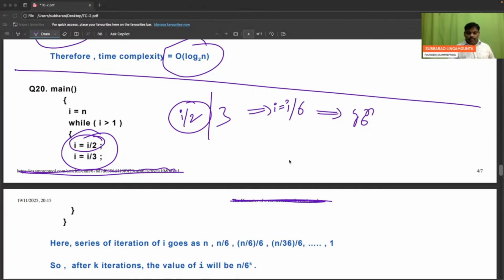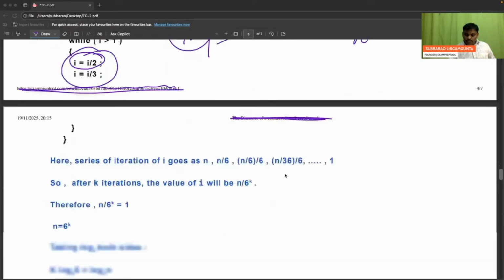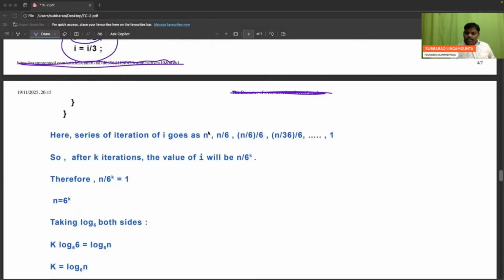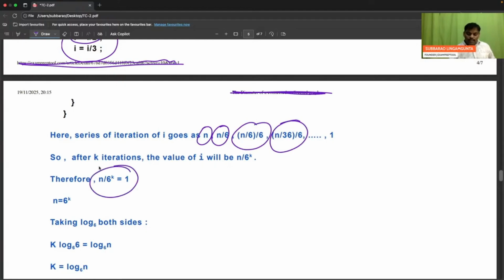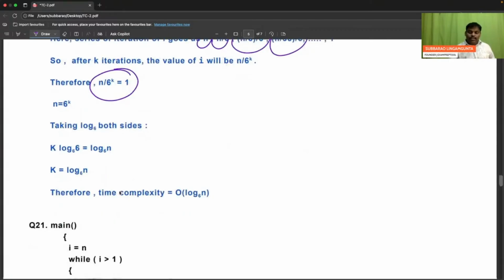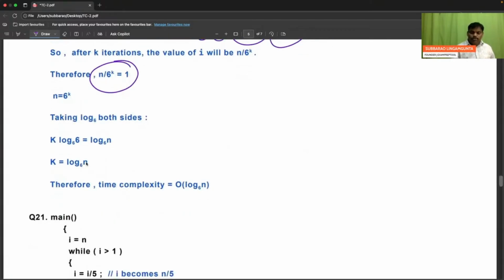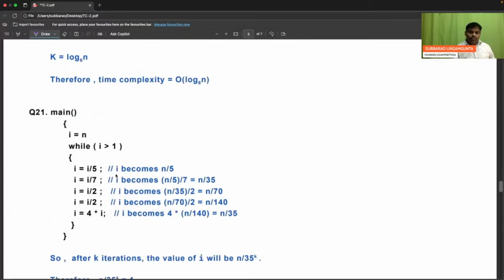If you want you can check the time complexity of this one. First n, next n by 6, next n by 6 square, next n by 6 cube and so on. Finally, n by 6 power k is equal to 1, so n is equal to 6 power k. So finally k becomes log n base 6. Therefore, time complexity is log n base 6. 20 also we are done. Let's go to 21.